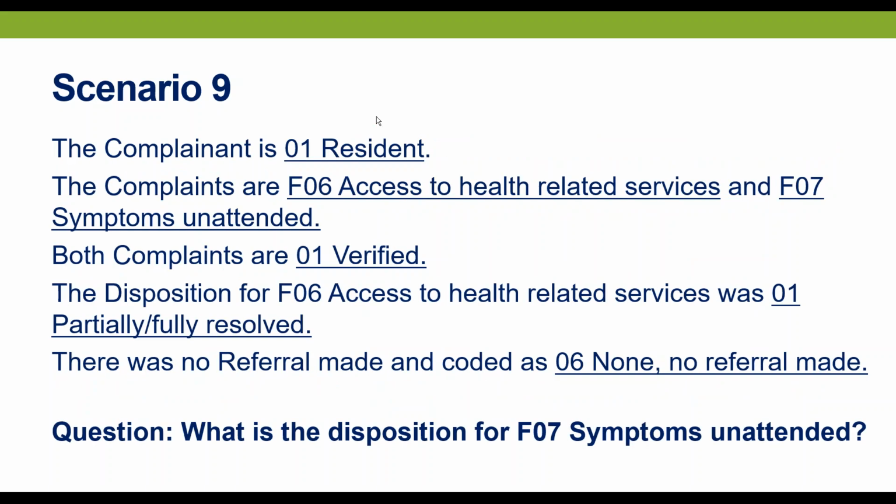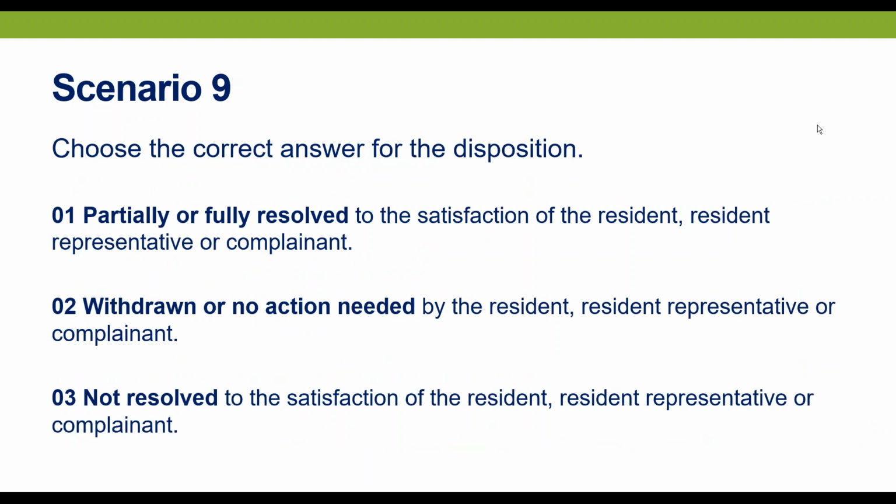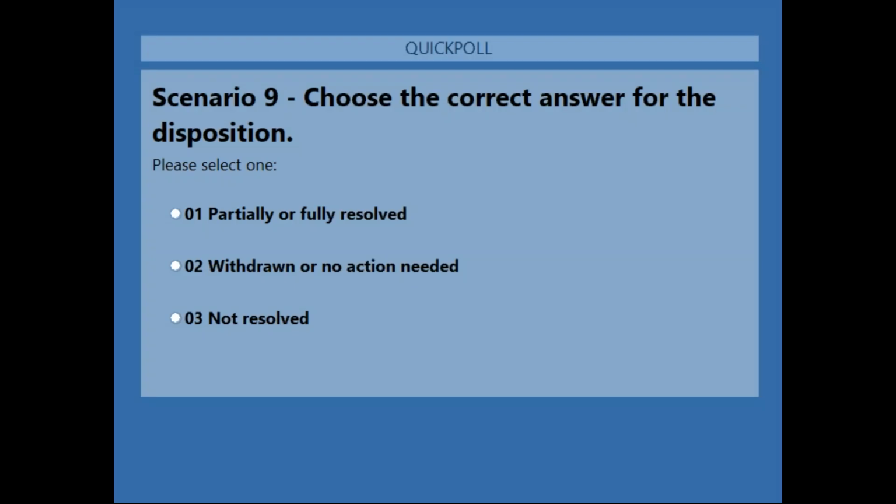Next slide. The complainant is 1 for resident. The complaints are F06, access to health-related services, and F07, symptoms unattended. Both complaints are verified. The disposition for F06 is partially or fully resolved, and there was no referral made. So what is the disposition for F07, symptoms unattended? If you could launch that poll. So we're just asking about the disposition for that one complaint. Okay, if you can share the results.